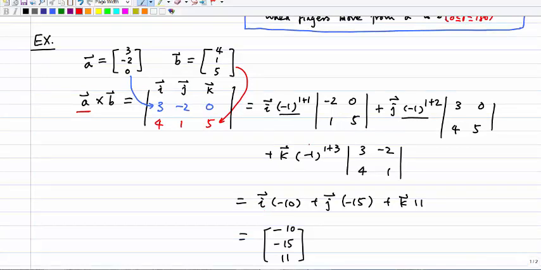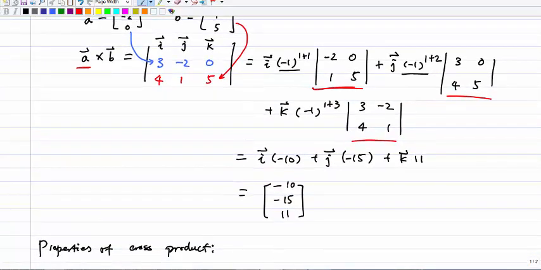Without going into too much detail about how to compute the determinant, we actually have this. You use the first row to compute the determinant of the 3x3 matrix. Basically, you have something times I, something times J, something times K, by computing the 2x2 determinants. So I have I times -10, J times -15, and K times 11. That is the same as the vector -10, -15, 11.